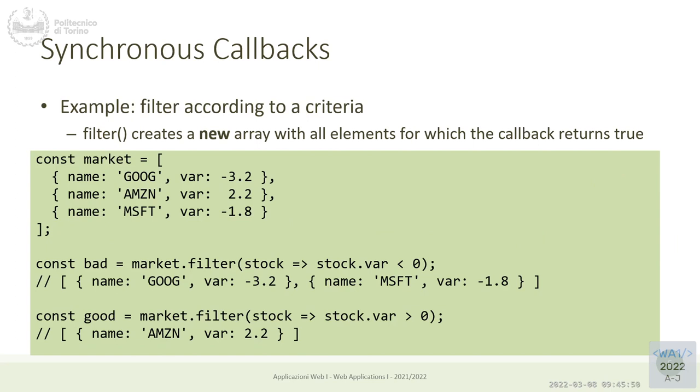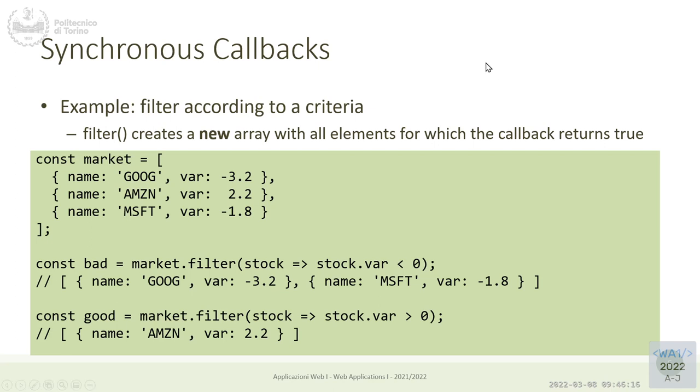This style of giving callbacks to functions is very useful because we can do some sort of high-level operations over our data structures and customize the high-level operations like sorting. I have a sorting method, but the sorting method needs some information from me to know how to do the sorting. Another example is the filter method.